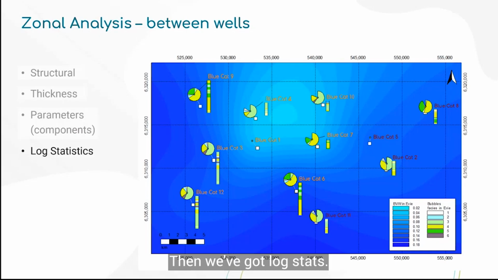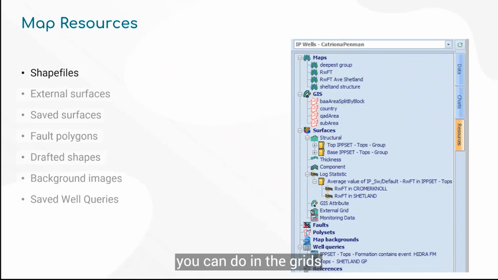Then we've got log stats. So again, very similar to the component parameter grids, it is going directly to a curve and calculating an average, a P10, a P90, a mean, a standard deviation, all of those values that you can do from 3D parameters, you can do in the grids here.